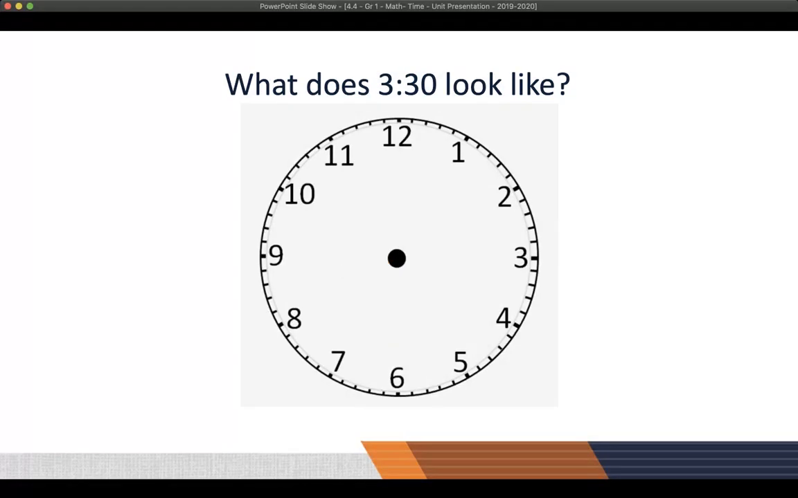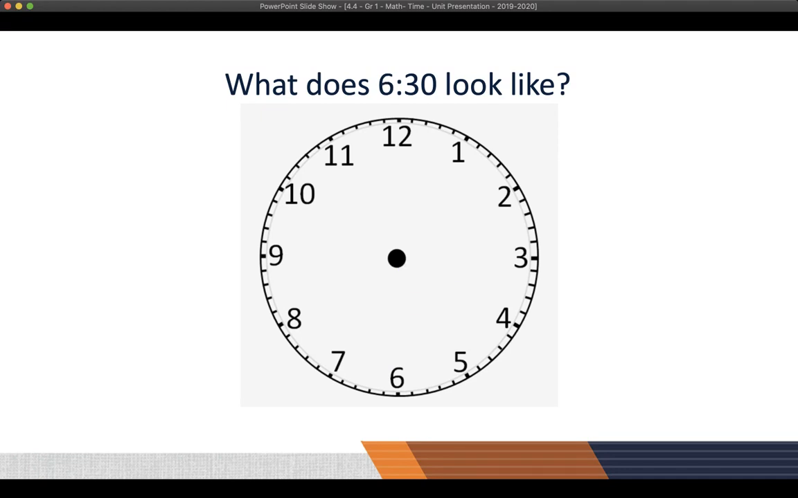What does 3:30 look like? Pause the video and try to draw it out on your own. Let's check. This is what 3:30 looks like. Again, the minute hand is on the 6 because that shows what 30 minutes looks like, or half of an hour. And because 3:30 is halfway between 3 o'clock and 4 o'clock, our hour hand, shown in orange, is halfway between the 3 and the 4.